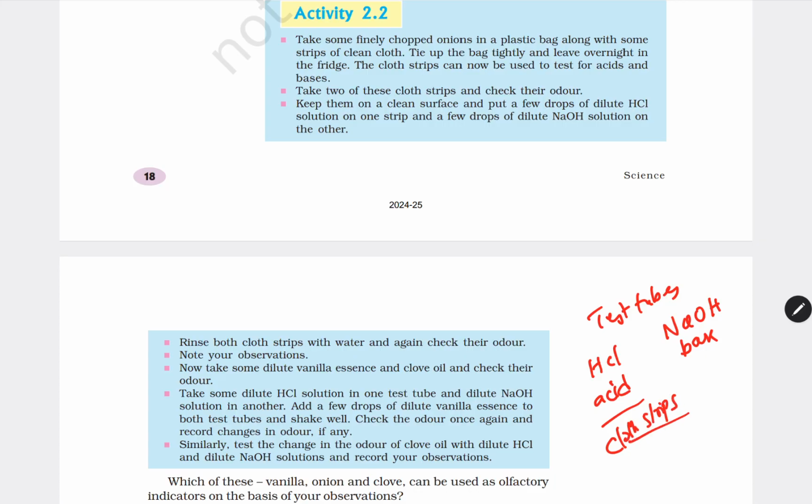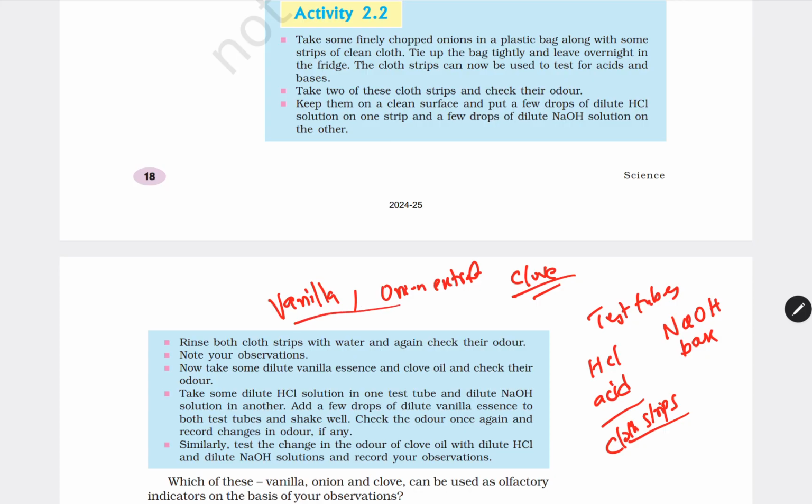So what we are doing, procedure, here it is. Take 2 cloth strips soaked with either vanilla essence, onion extract or clove oil. You can take any of these things. Now smell and record the odor of these strips to establish the baseline. So first you keep them overnight and you smell it, okay, before conducting your experiment.